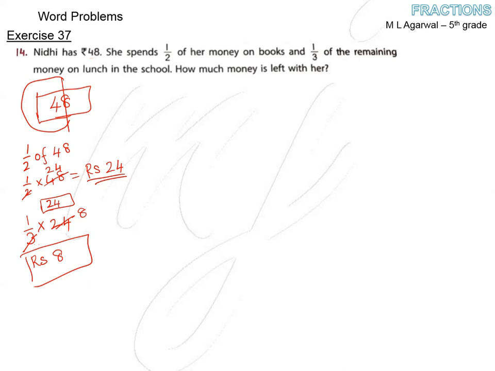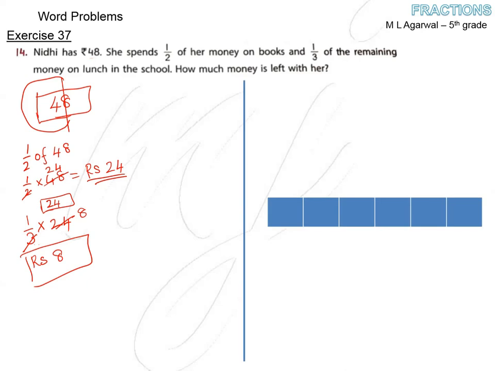So I have 48 rupees here, and I have two fractions here, 1 upon 2 and 1 upon 3. So what is the LCM? I want to convert both of them into like fractions. I will multiply this by 3 upon 3 and this by 2 upon 2. So this will become 3 upon 6 and this will become 2 upon 6.